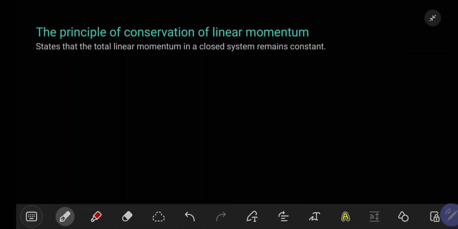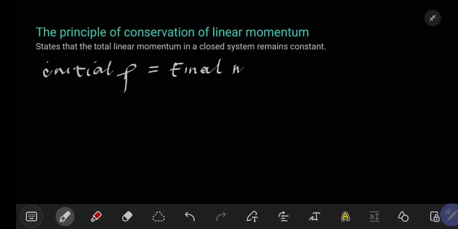Newton's third law of motion states that for every action, there is an equal and opposite reaction. So when we are breaking down this concept, we focus on the conservation principle. It says the initial momentum is equal to the final momentum.